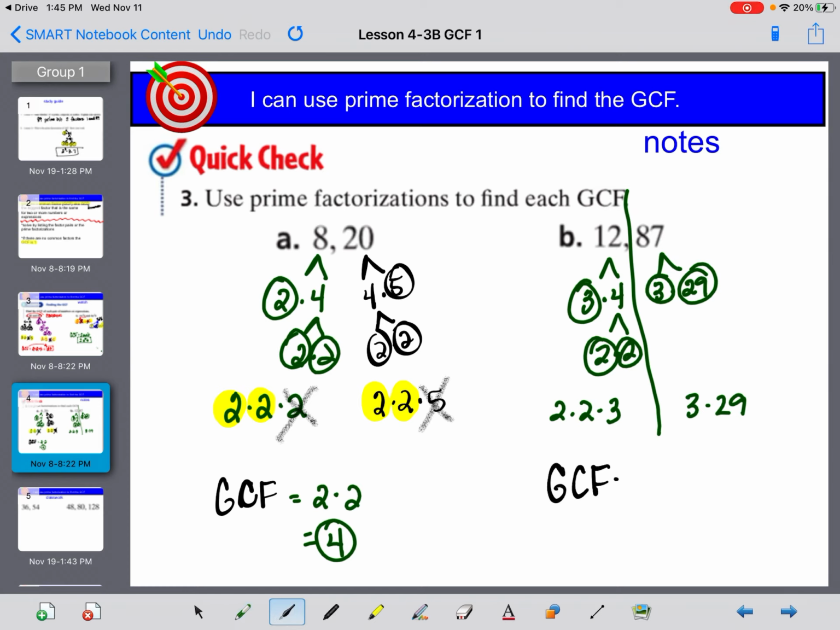The greatest common factor is, they do not share a 2, they don't share a second 2, they do share a 3, and they don't share 29. So my greatest common factor is 3.